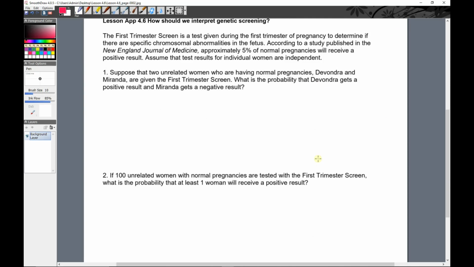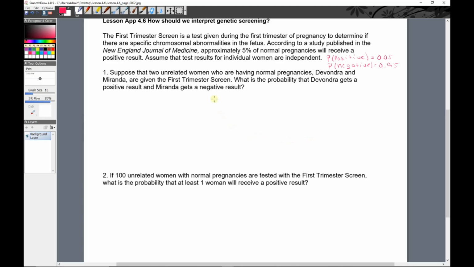Lesson 4, App 4.6 is about genetic screening. So here goes. The first trimester screen is a test given during the first trimester of pregnancy to determine if there are specific chromosomal abnormalities in the fetus. According to a study published in the New England Journal of Medicine, approximately 5% of normal pregnancies will receive a positive result. All right, so the probability of positive equals 0.05. Therefore, the probability of negative is just the complement of that, 0.95.